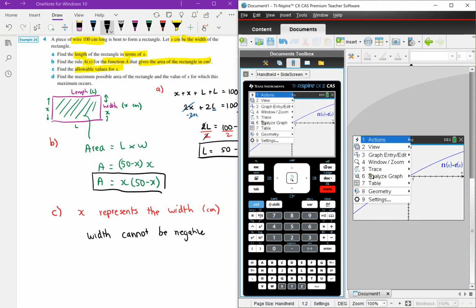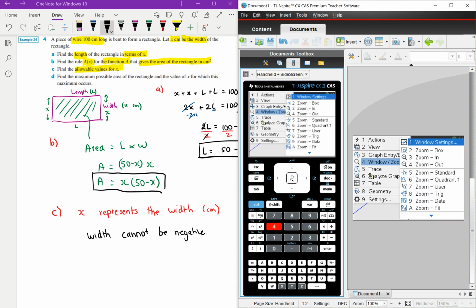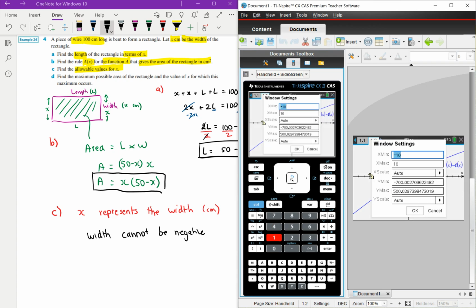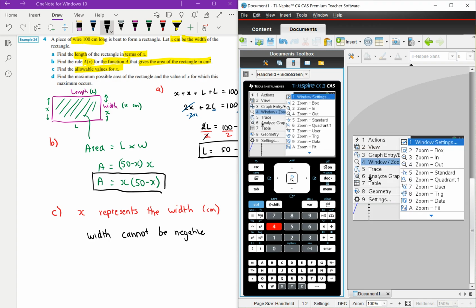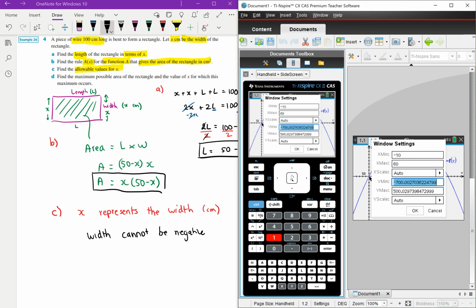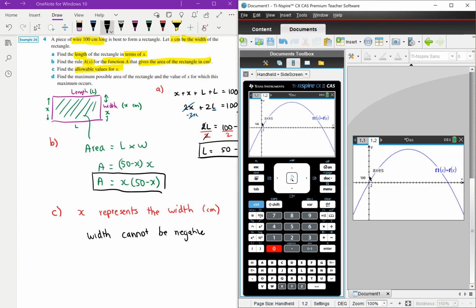And I'm going to go to menu 4 for Window and then settings, number 1. So I'm going to adjust it horizontally. I'll probably go up to maybe about 60. And I need just a bit further up. So menu 4, 1 again. And the maximum Y value is 500, but let's say we do 700 this time. And there you go. I can see the graph much better now.